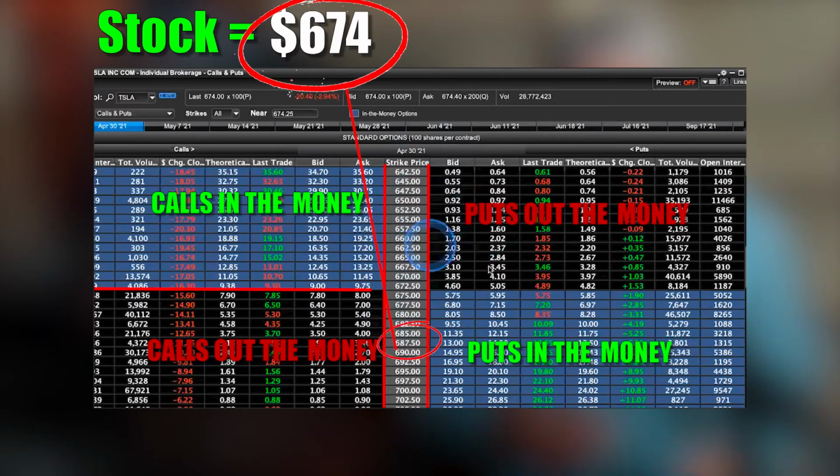Now, if the stock price is outside of your strike price, then the contract is going to be considered out of the money. So, if the stock is lower than the strike price on calls, your calls will now be considered out of the money. However, if the price is above your strike price on puts, those would be considered out of the money for the puts. So, what exactly is in and out of the money?